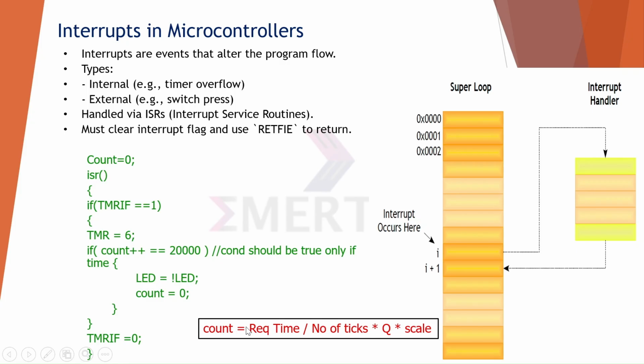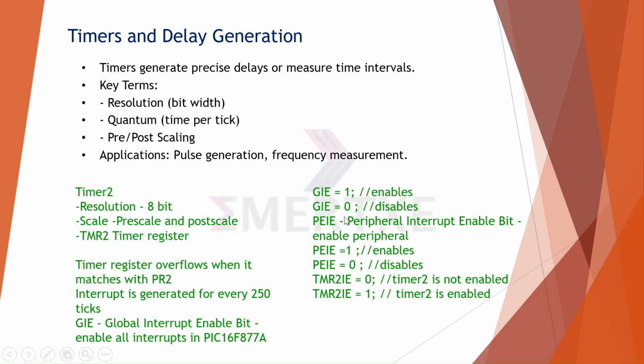Here is the formula: count is equal to the required time divided by the number of ticks into the quantum, into scaling. We have post scaling and pre scaling, different types of scaling, and a number of ticks like 256 ticks in the timer. Timers and delay generation: timers generate precise delays or measure time intervals. Terms include resolution, quantum, time per tick, scaling, and post scaling. Applications include pulse generation and frequency measurement.